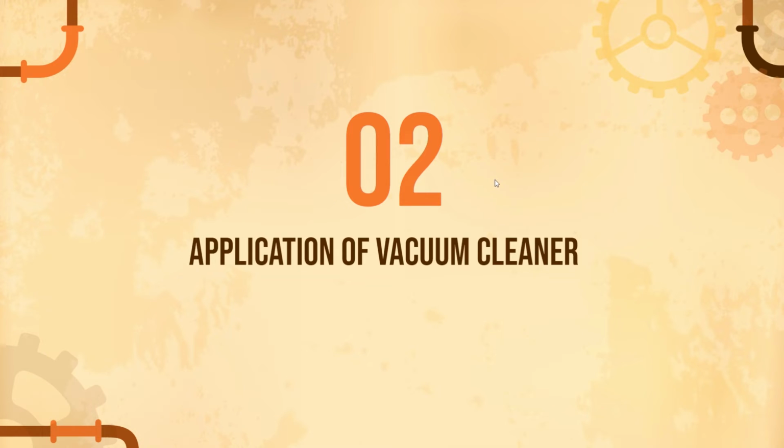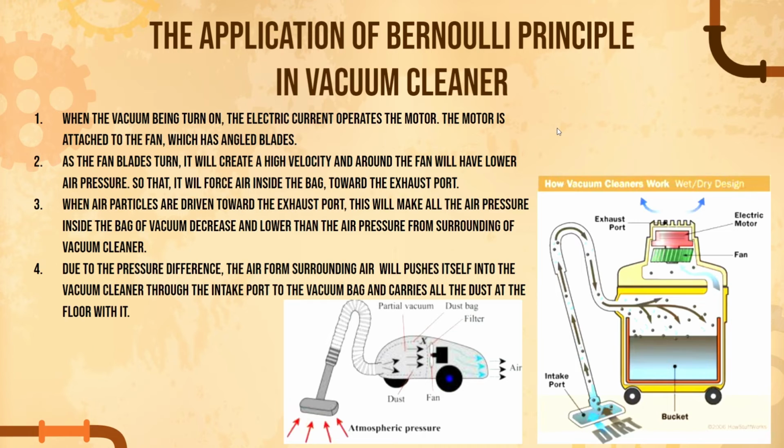Part 2. Application of the vacuum cleaner. For the first step, when the vacuum is turned on, the electric current operates the motor. The motor is attached to the fan, which has angular blades. Second, as the fan blade turns, it creates a high velocity, and around the fan there will be lower air pressure, so it will force air inside the bag toward the exhaust port.